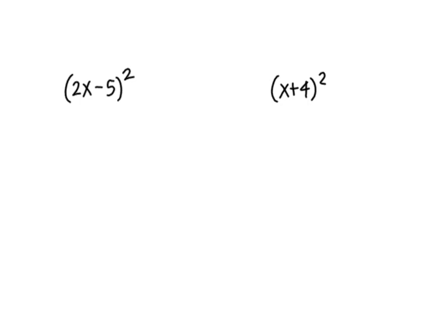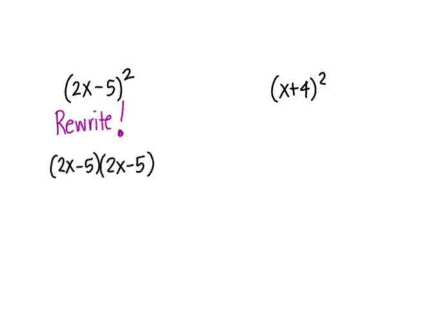The last two problems in this section are special cases, but they're very important and you will most definitely use them. If you have a binomial squared, your first step is to rewrite it. When I say rewrite, we're going to take 2x minus 5 squared and write it as 2x minus 5 times 2x minus 5. And then it's a regular old FOIL problem like we've been doing in this section.